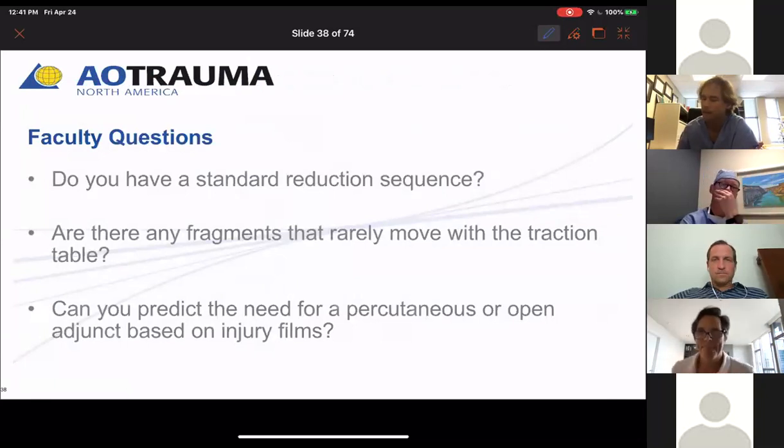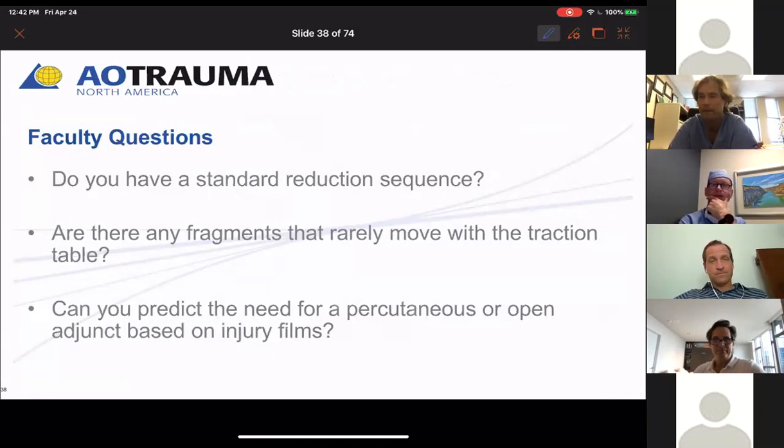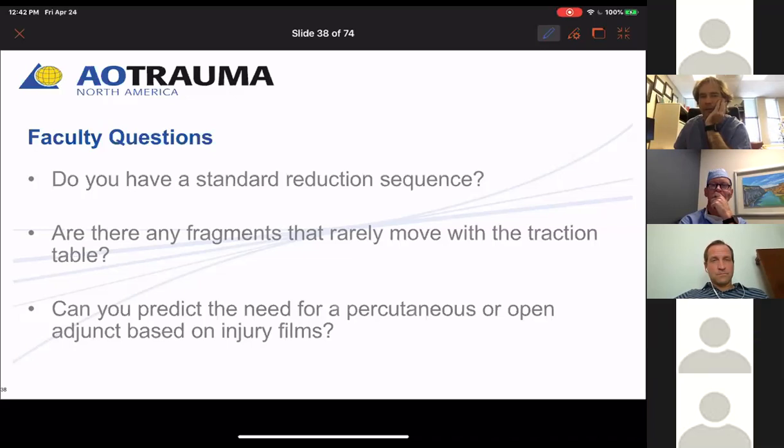So what do you do in cases where it appears that the greater trochanter is posteriorly displaced and it's not moving with rotation? I don't do much, honestly, specifically. If it's that comminuted, then I kind of bridge past it, nail through it. I think I put a malleolar clamp in the A to P plane, but when you take the malleolar clamp off, that fragment does whatever it likes. Right. So do you feel like you can predict the need for perk or open reduction based on the injury films?